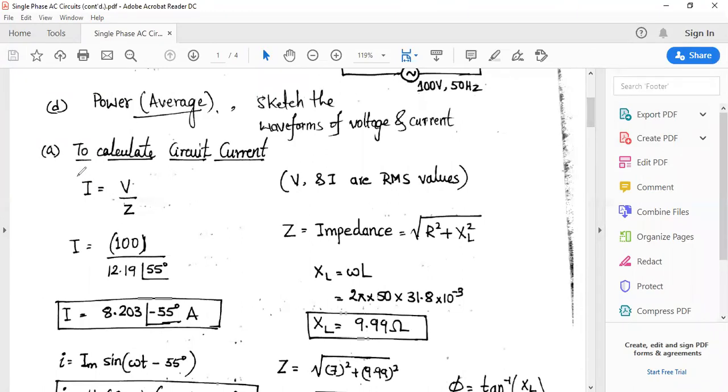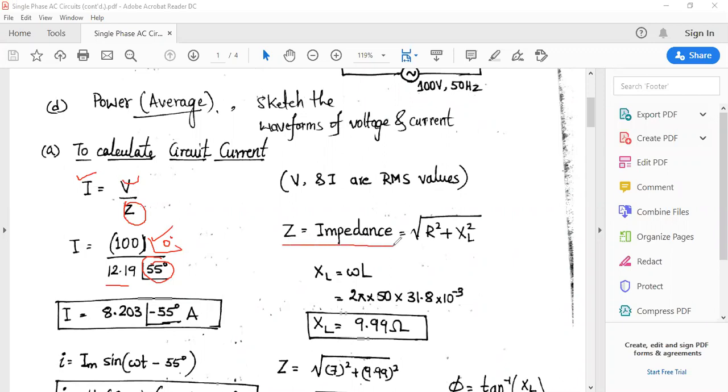To calculate the RMS current, I RMS is equal to V divided by Z. So V is 100 at an angle 0 degree, and Z is 12.19 at an angle 55 degree. So how did I get Z as 12.19 and 55 degree?